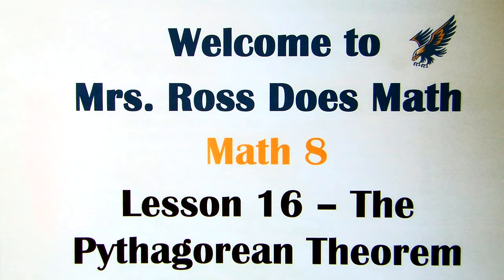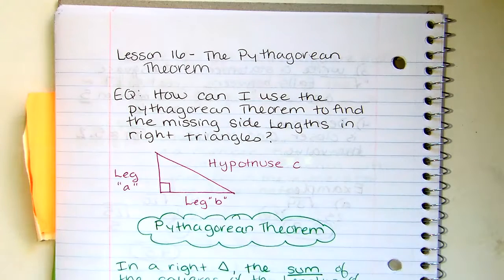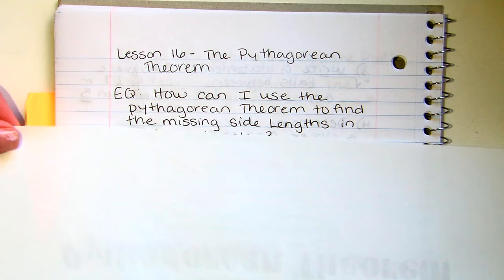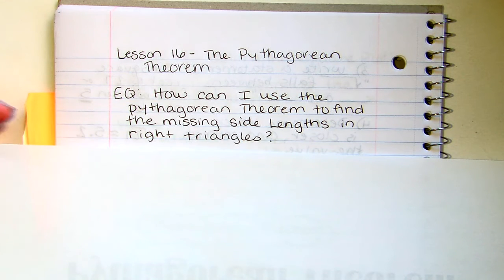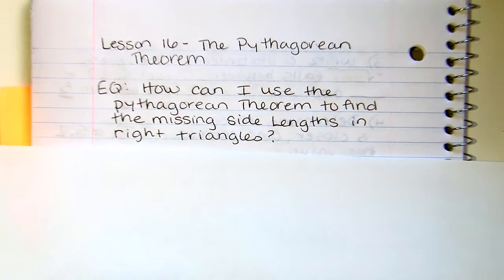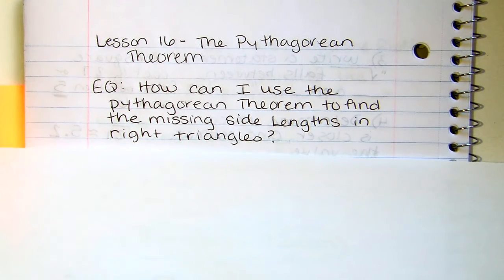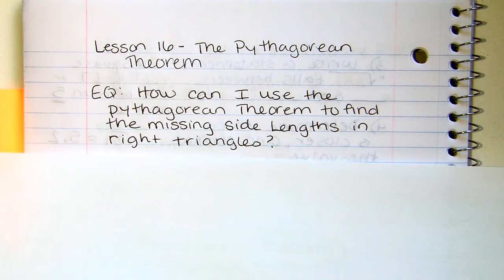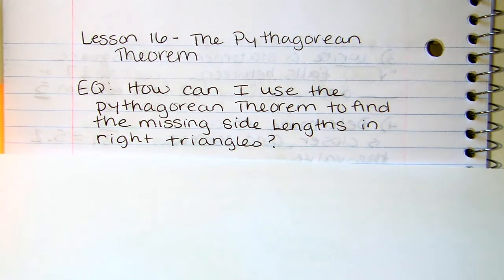The Pythagorean Theorem is one of my absolute favorite things to teach because it has so many applications within the real world, and I certainly hope that you love it as much as I do. So, to begin with, we are going to review our notes. I've got a couple examples for you, and then I'm going to get you started on your assignment for this lesson. Again, this is lesson 16, the Pythagorean Theorem, and we have our essential question: how can I use the Pythagorean Theorem to find the missing side lengths in right triangles?